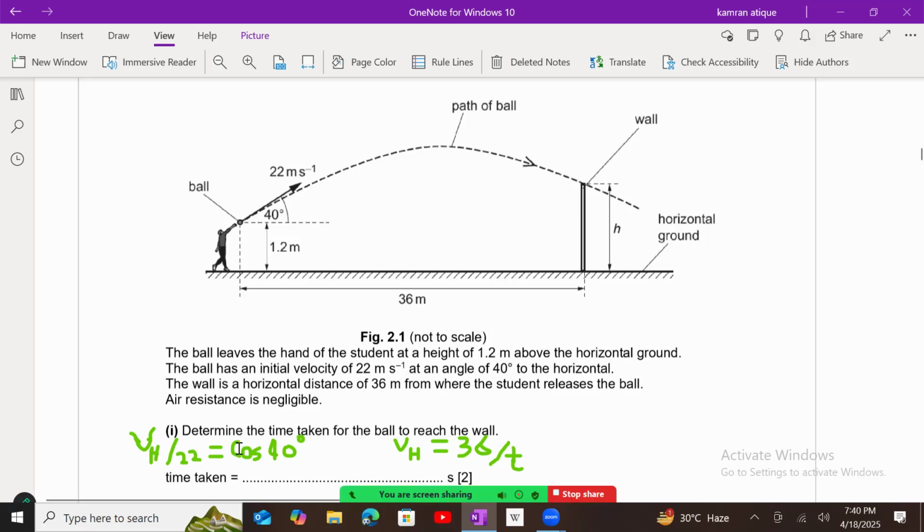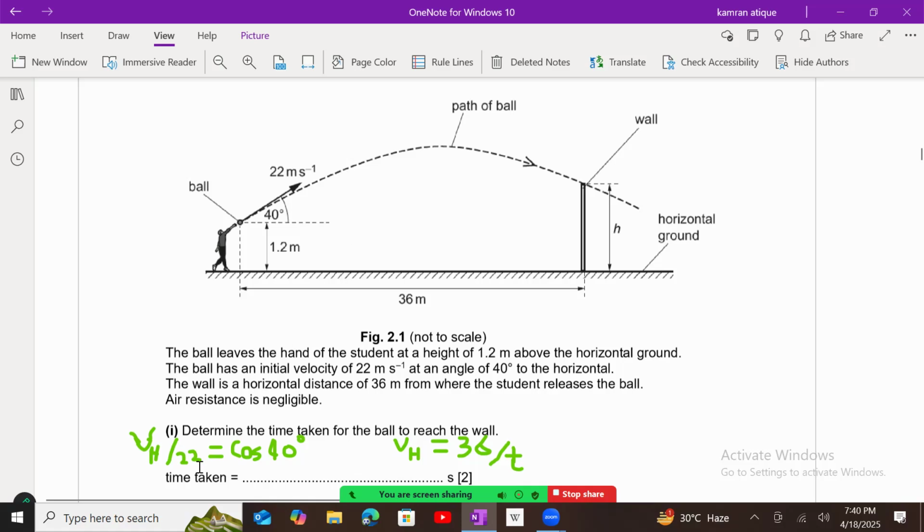So here the examiner is simply asking to determine the time taken for the ball to reach the wall. How much time is being taken by the ball to reach the wall? As you know, in the horizontal direction, the formula speed equals distance over time can be applied because in the horizontal direction there is no acceleration. If there is no acceleration, there is no change of velocity, and then the formula for constant velocity, speed equals distance over time, can be applied here.